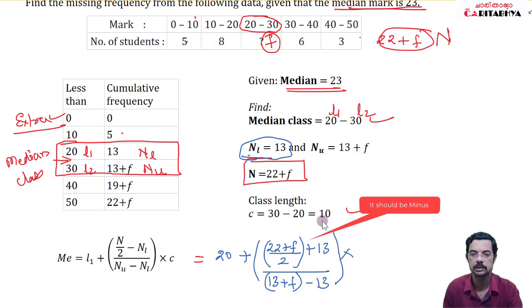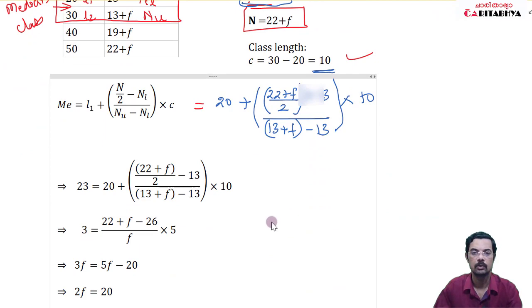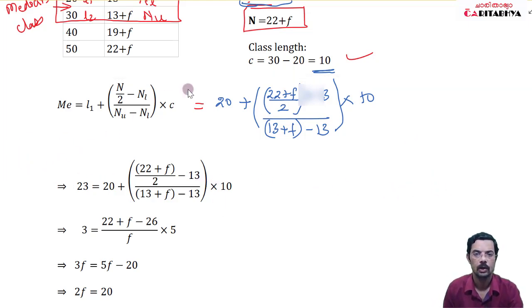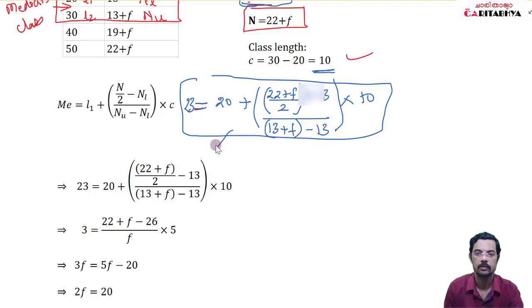What is C? C is 10. Okay, 10. So when I calculate this or simplify it, it will look like this. Okay, neatly. When I am writing, it may not be clear to you, so everything is written clearly here. One more thing, the value of median is also given to you as 23. So we are putting the value of the median here. So we have 23 equal to this value. Okay, so we get this, and this is neatly written down here.